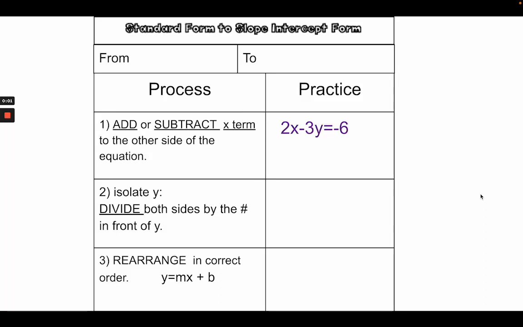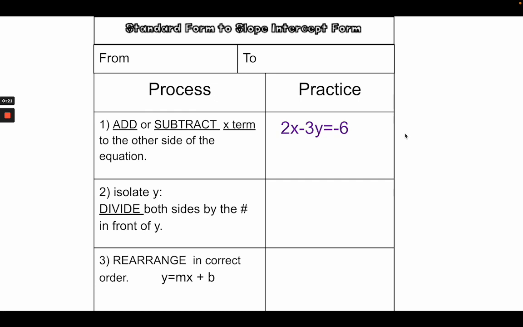Aloha Algebra 1 students, today we're going to be talking about converting standard form to slope-intercept form. So this is our graphic organizer that we're going to be using, and you do need a writing utensil like a pencil or a pen, and also one highlighter. Okay, so let's get started.